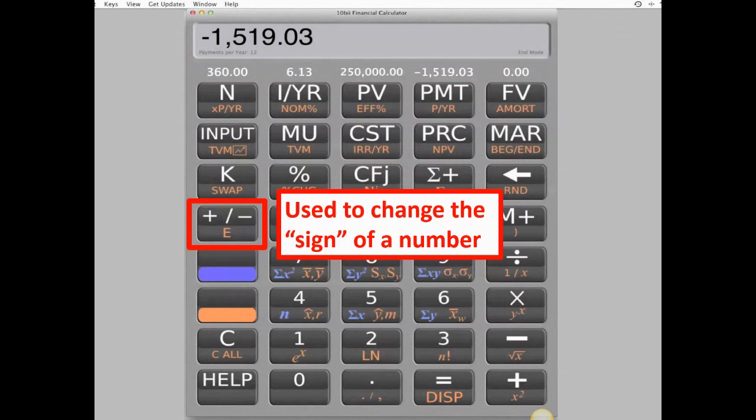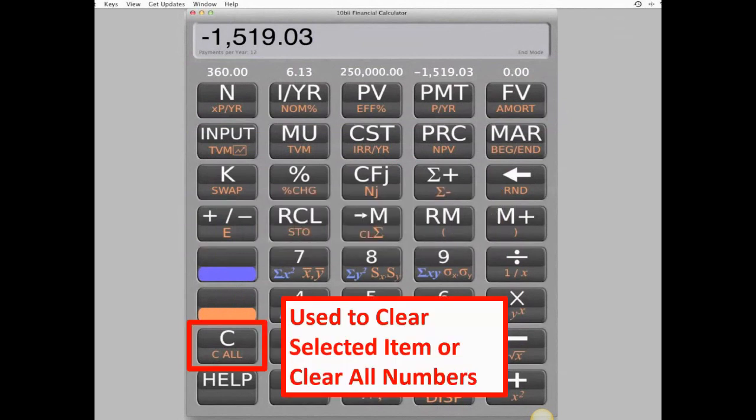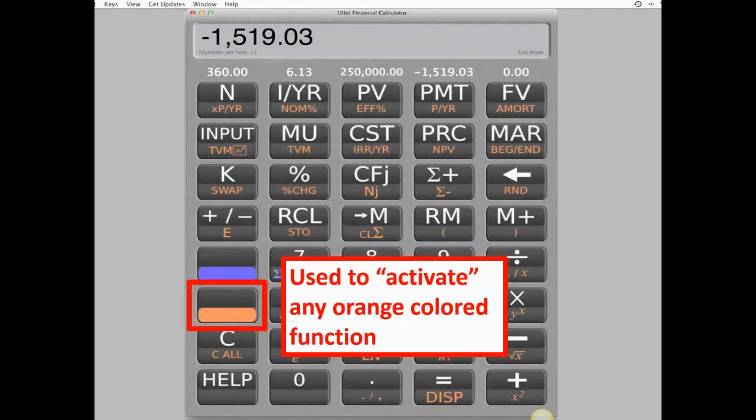There's a couple of other keys that I'm going to talk about before I actually get into my examples. One of those keys is the plus minus key, which is used to change the sign of your number, like from a positive to a negative. The C key is used to clear your numbers and clear your screen on this particular calculator. The orange key is used to activate anything that's in orange on your keyboard.